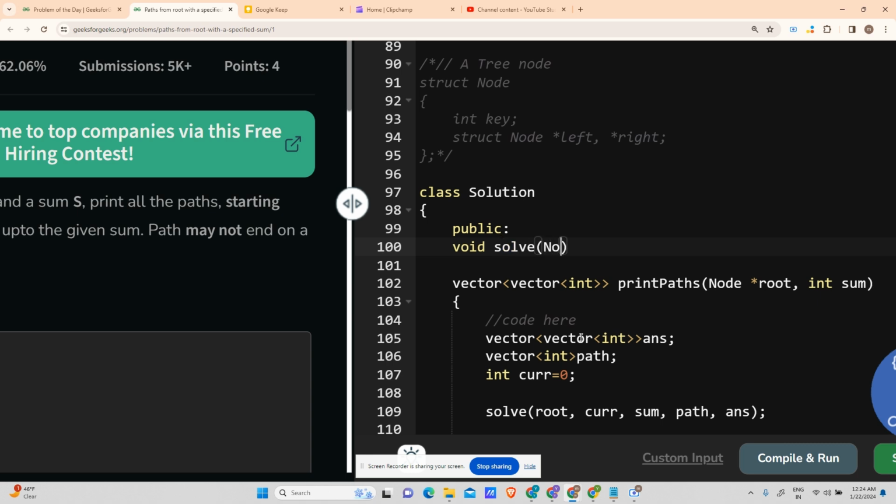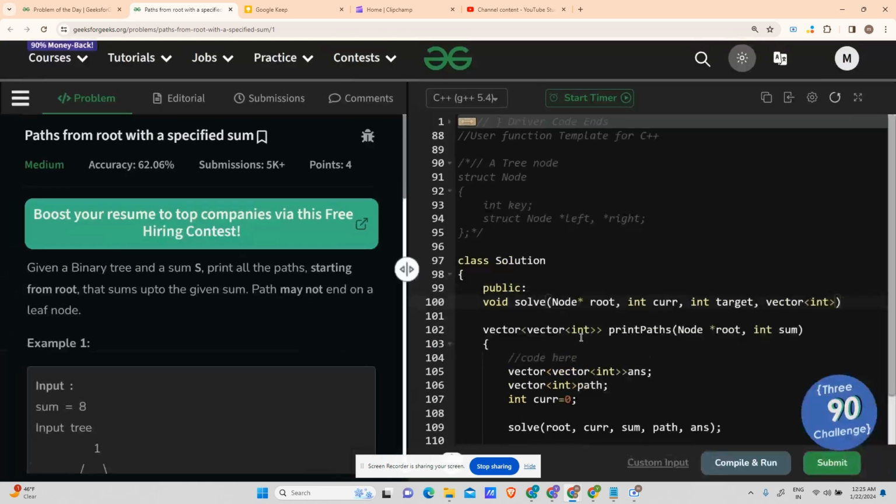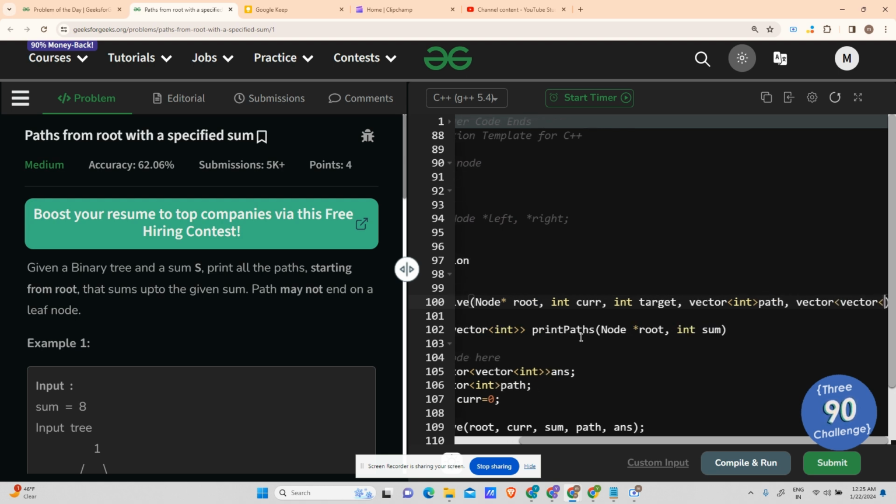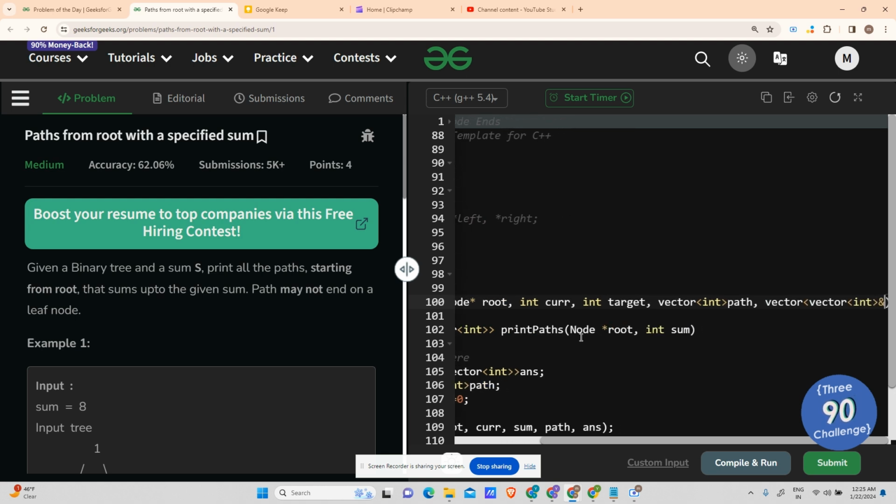So first we took Node star root. Then our current sum, that is int cur. A target sum, let me name it as target, instead of sum. My current path, that is vector of int, and not by reference because we have to deal with path independently, but my answer will be by reference, that is vector of vector of int answer.